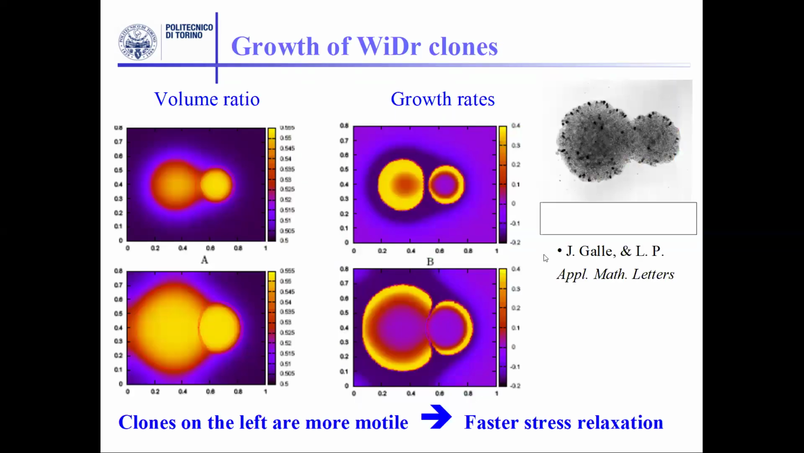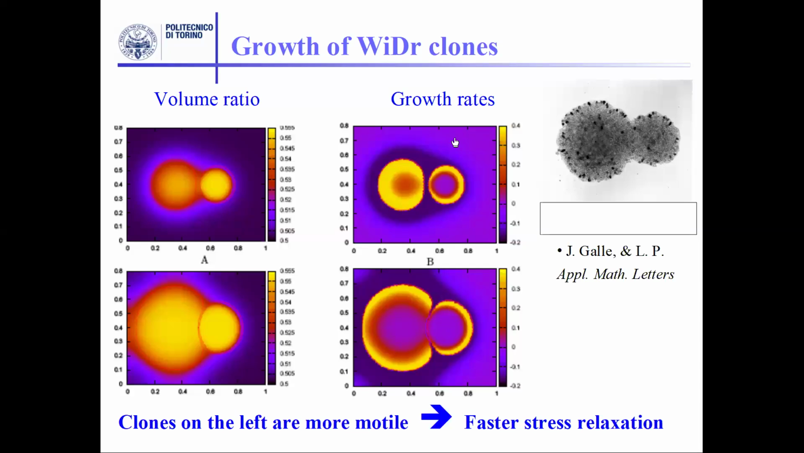Again, in some sense, this is another situation. The experiment is the following. You have two clones of some colon cancer cells. This one on the left is more motile. This one on the right is less motile. They live in a gel in the experiment, with a certain stiffness, and you see with time that this clone grows more than this one.